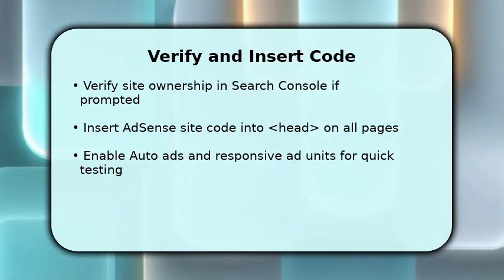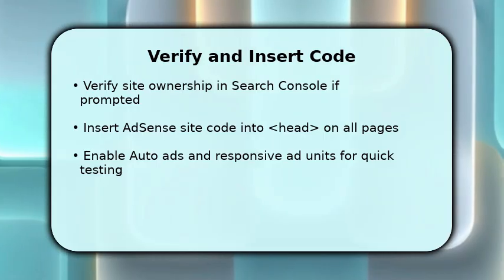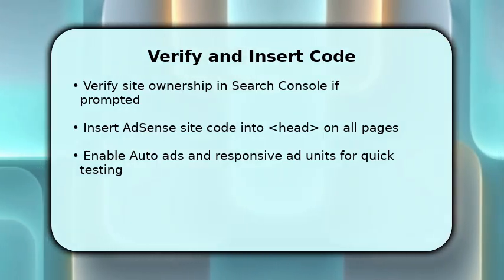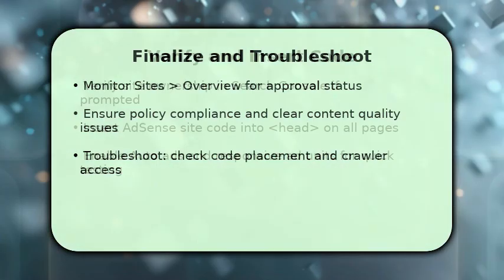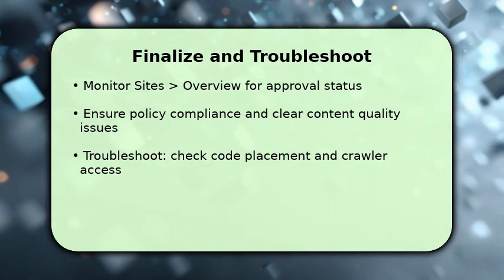While you wait for crawling, double-check robots.txt and any security plugins that might block Google. Finally, monitor the site's overview for the approval status and wait for Google to crawl and review your pages. Once approved, ads will start appearing.